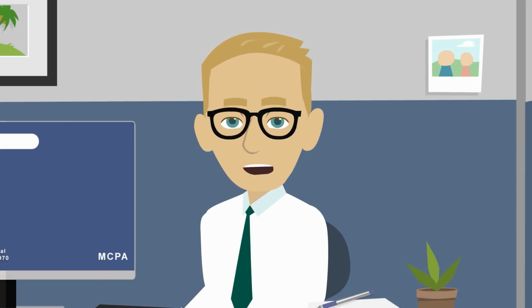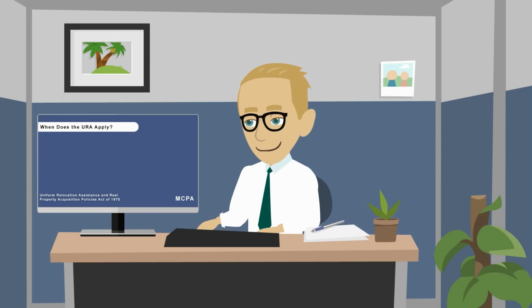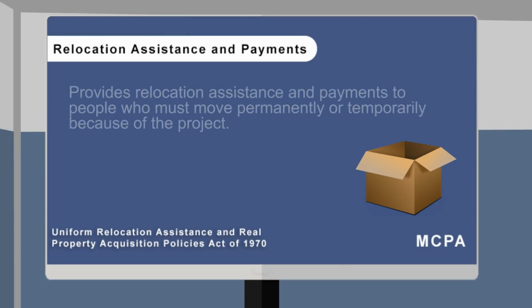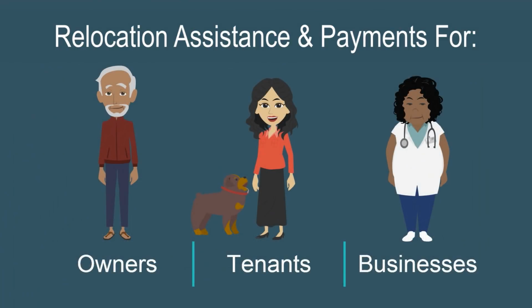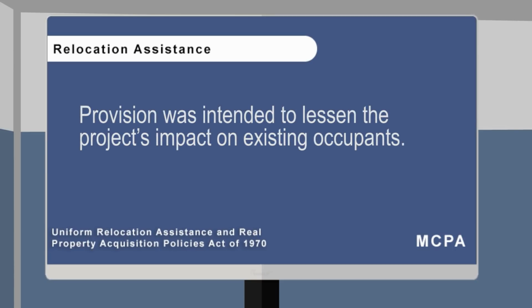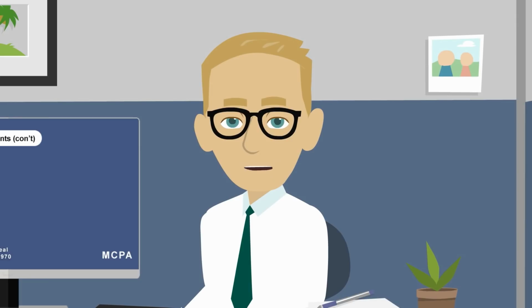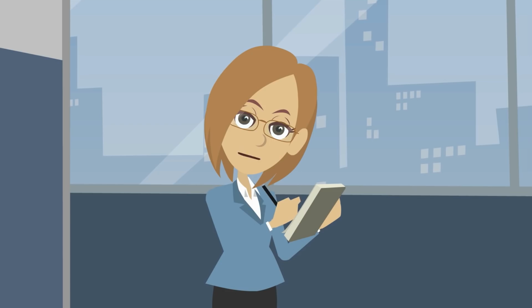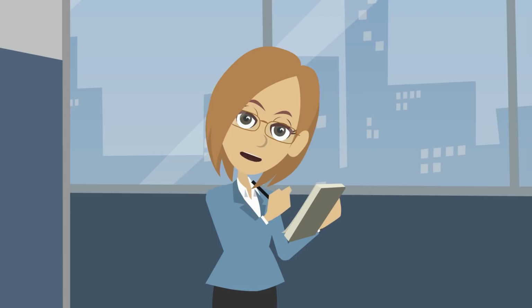And it goes beyond just affecting how you buy property. It also provides relocation assistance and payments to people who must move permanently or temporarily because of the project. This includes owners, tenants, and businesses. This provision was intended to lessen the project's impact on existing occupants. It assures that they'll receive fair and equitable treatment. This is great, Bill, but I need to take some notes.